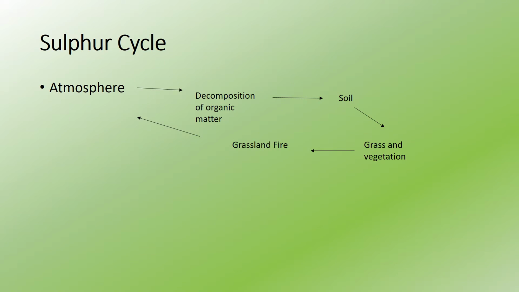In the sulfur cycle, the sulfur in the atmosphere is captured from the grassland fires. From there, the plants capture the sulfur, then the decomposition of the organic matter is released into the soil to be picked up by new vegetation, where fire releases it back into the atmosphere.